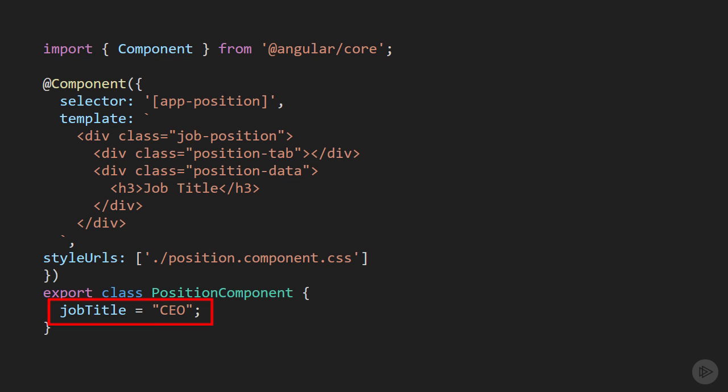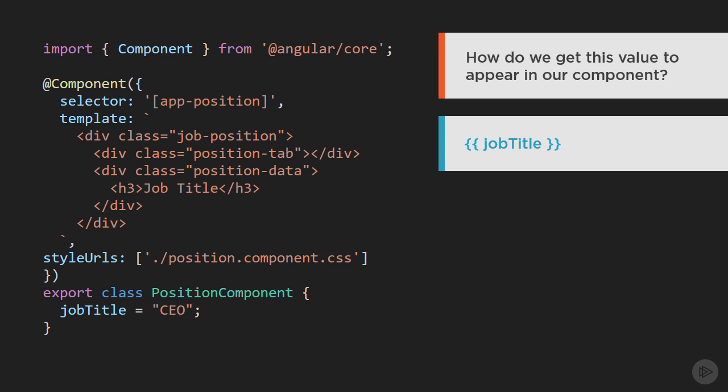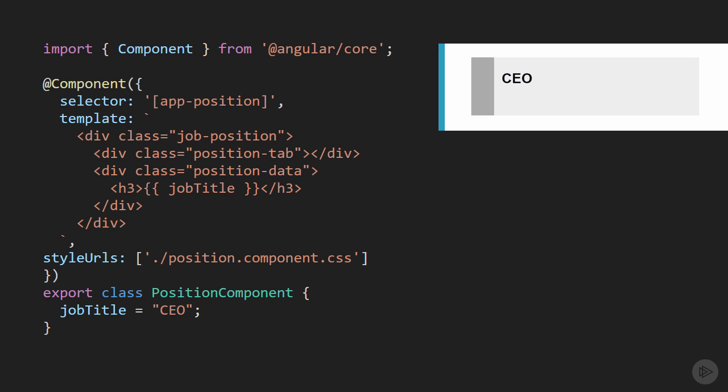We're going to have a property in our class, in this case called job title, and we're setting it to CEO. How do we get this value to appear in our component? We put the variable job title in double curly braces. And this is what we mean when we use the term interpolation. It means letting the Angular compiler take over and evaluate this expression for us. In this case, it's a simple variable. And to see what this looks like when we run it, we get the value CEO showing up now, instead of a literal job title.